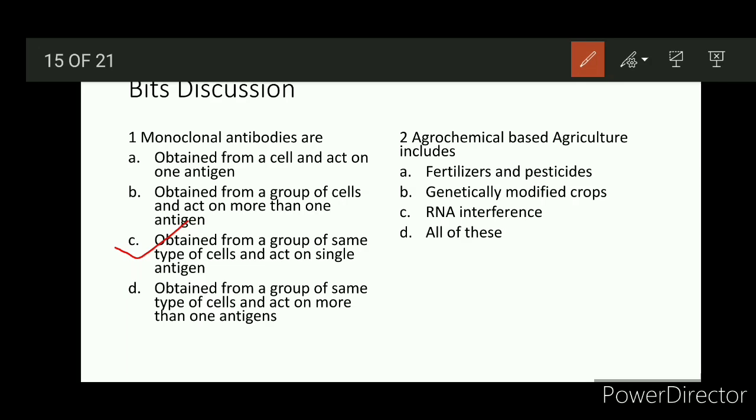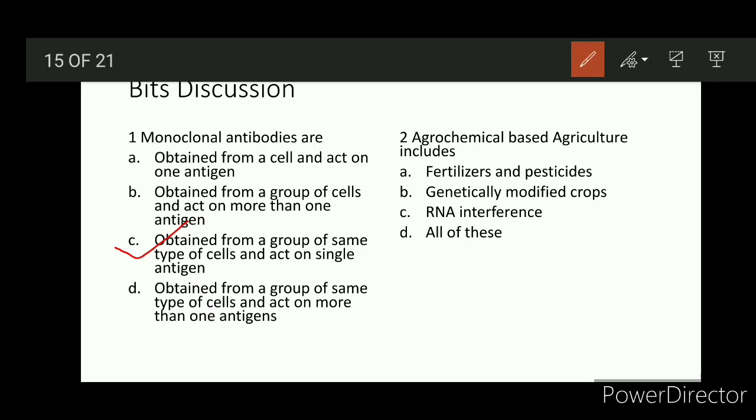So this is the right option. It is obtained from a group of same type of cells and acts on a single antigen. Right? It is produced from identical immune cells and is specific to a single epitope of an antigen. Clear? Then moving on to question number 2.